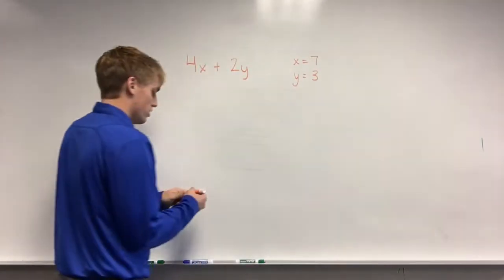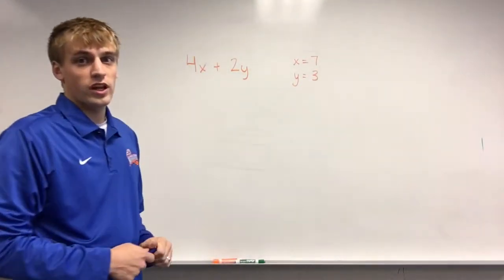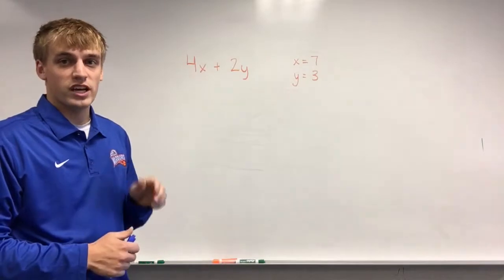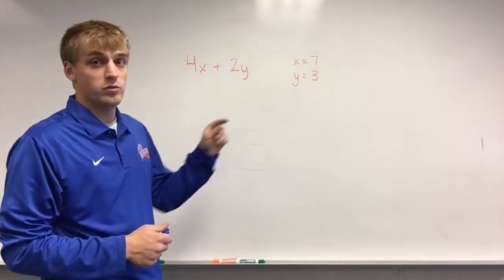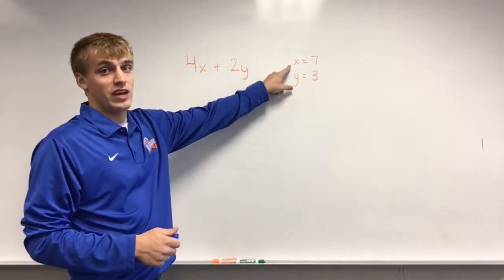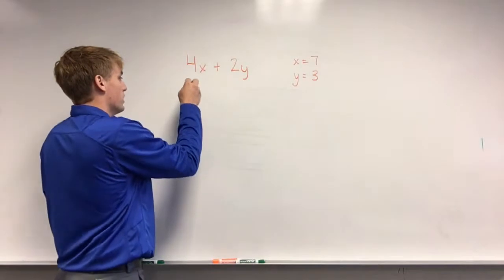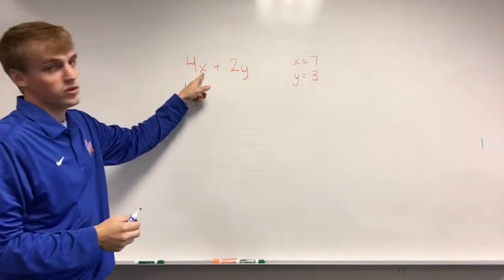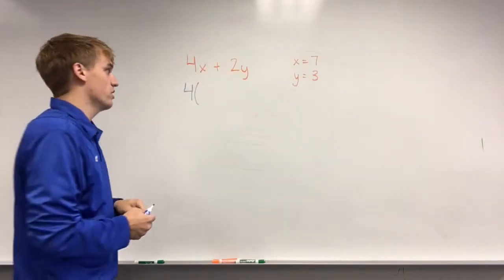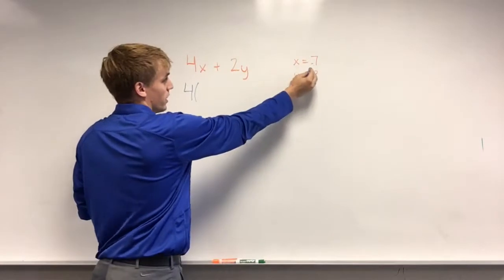So first we have to plug these numbers in, and when a variable is next to something in a term, then we need to plug these values in parentheses. What I mean by that is we're going to put 4 and we're going to put parentheses, because this variable is right next to a number in the term. So 4 and x equals 7.